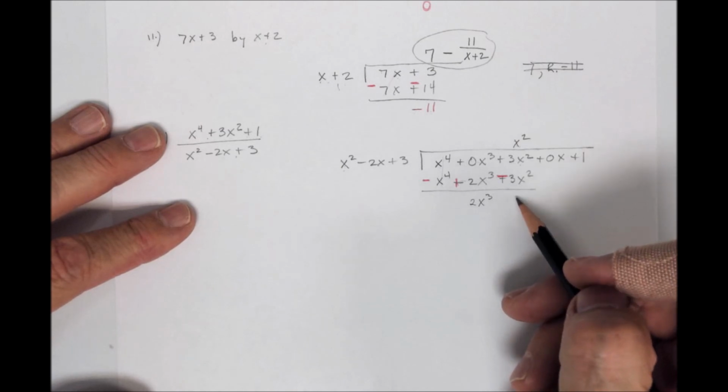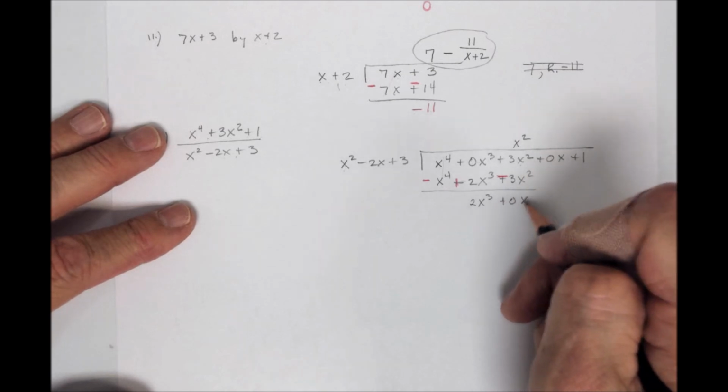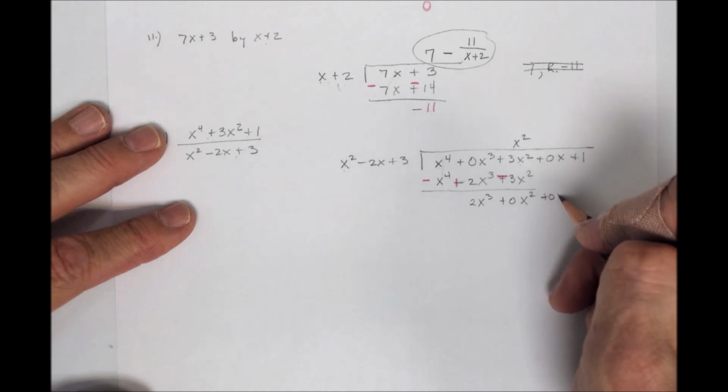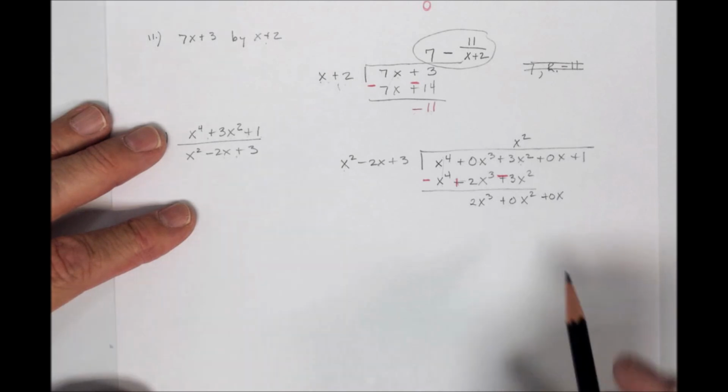But since I'm trying to keep everything lined up, I'm going to write plus 0x squared. Then I bring down plus 0x there anyway. So I start the process all over again. It looks weird, but that's what you do.